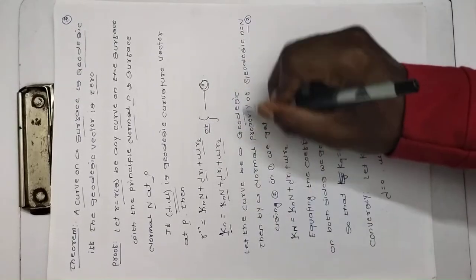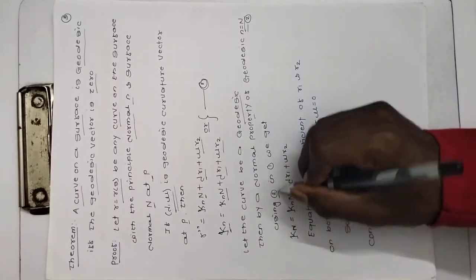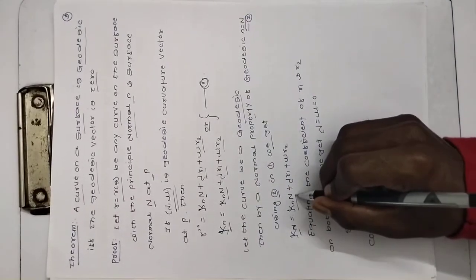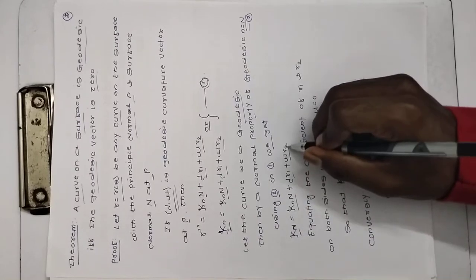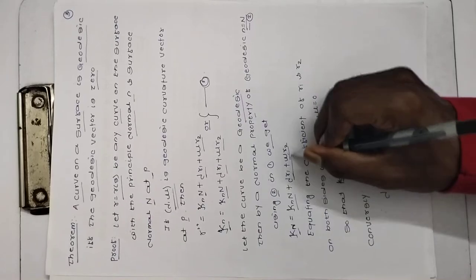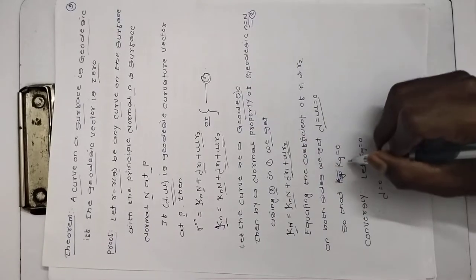Let the curve be a geodesic, then by the normal property of geodesic, suppose small n is equals to capital N. So using equation 2 in 1, we get kappa of n is equals to kappa of capital N plus lambda r1 plus mu r2. So equating the coefficients of lambda r1 plus mu r2 on both sides, lambda and mu both are 0, such that kg is equals to 0, meaning the geodesic curvature is 0. So first part is proved.